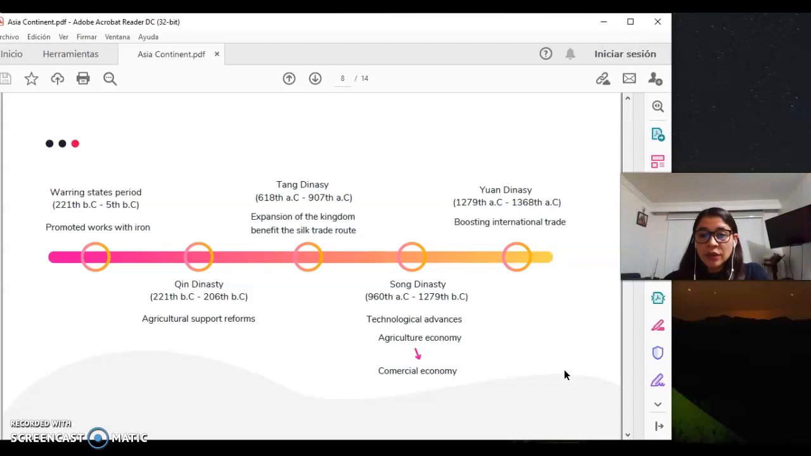Then finally we have the Yuan dynasty, between 1279 after Christ and 1378 after Christ. In this period, the monarchy boosted international trade. For this reason, a lot of countries of the continent have the most important exports to the world.